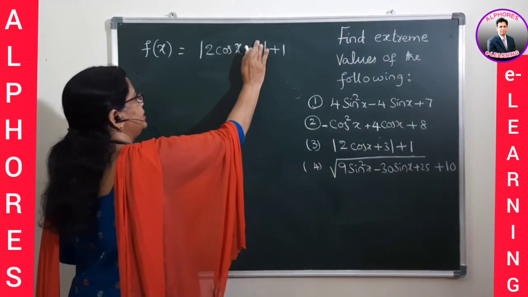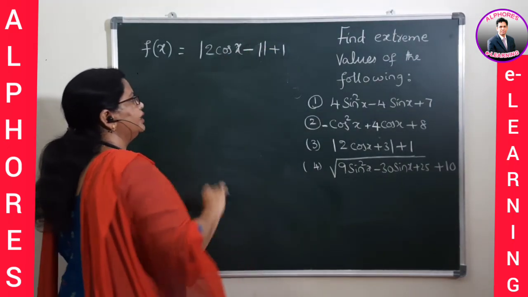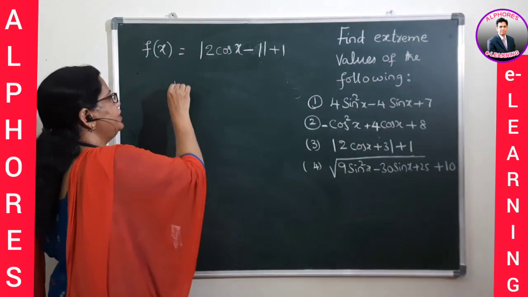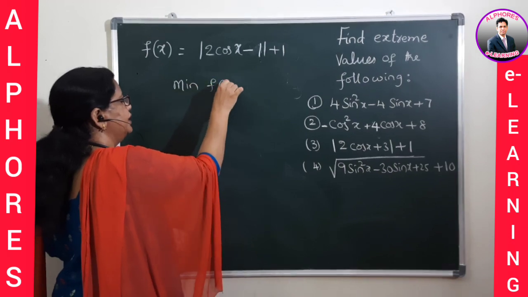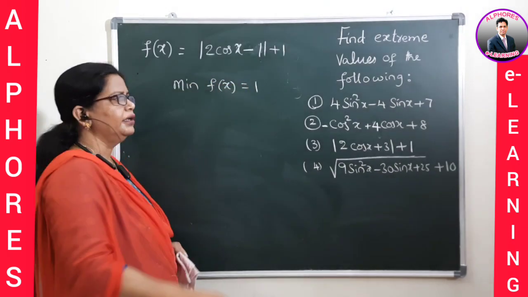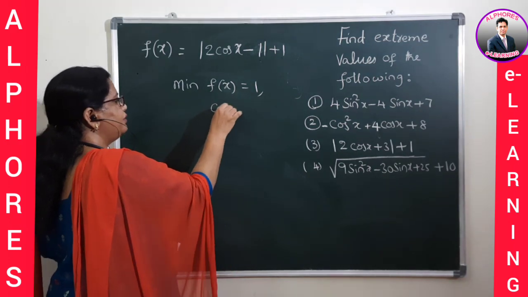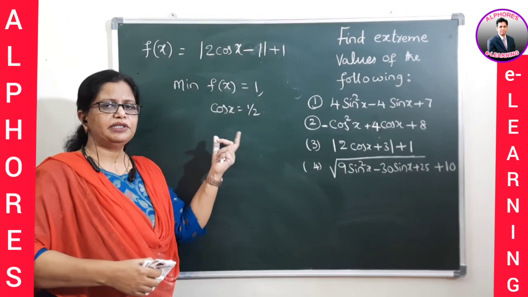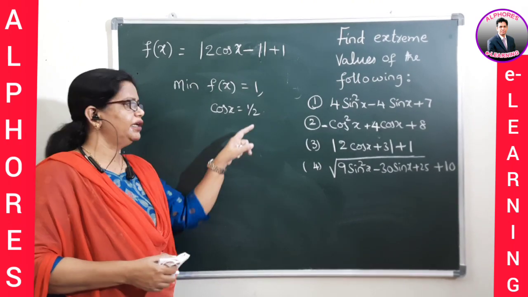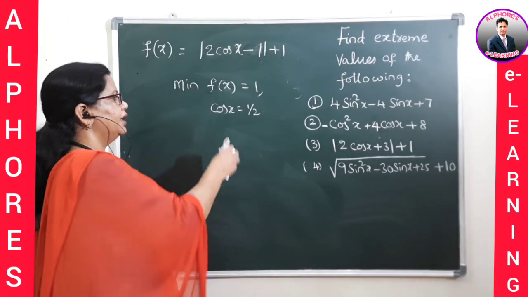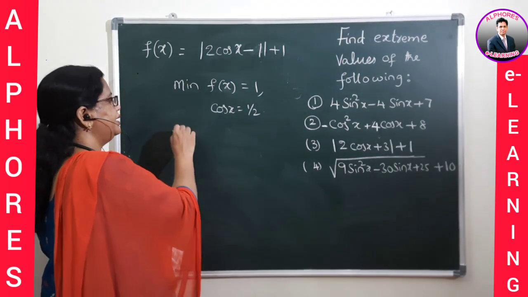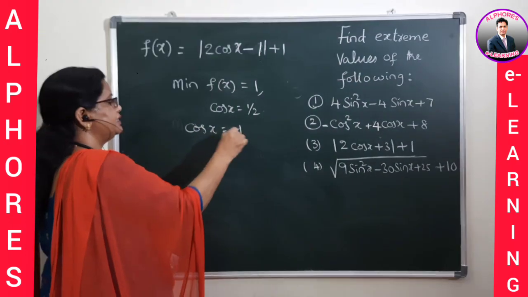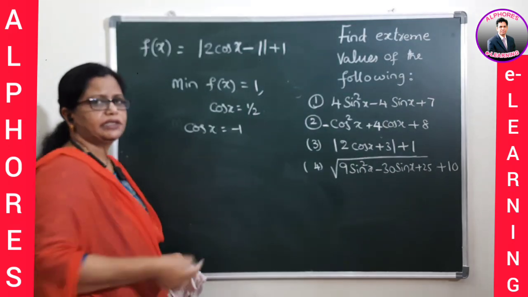Suppose here, instead of this, I am writing minus 1. If there is minus 1, 2 cos x minus 1, then what will happen? Now you can write the minimum of f of x is 100%. What is the value? 1. When is it possible? When cos x is equal to 1 by 2. Cos x is 1 by 2 you can take, because the range is between minus 1 to 1 and it is one of those values. Hence this is suitable here. And again, to find the maximum value, we take cos x equal to how much? Minus 1, to obtain the other extreme value.